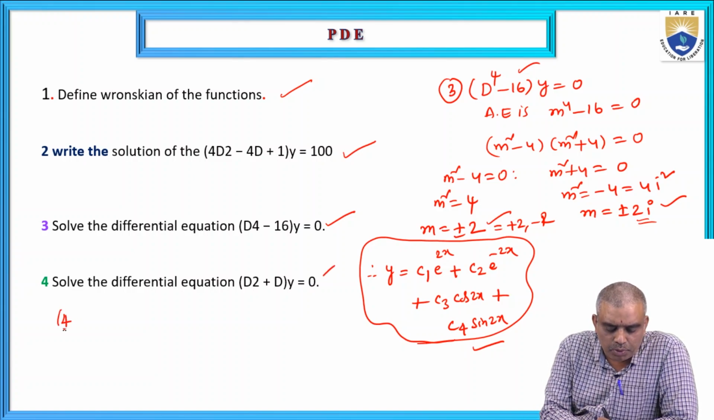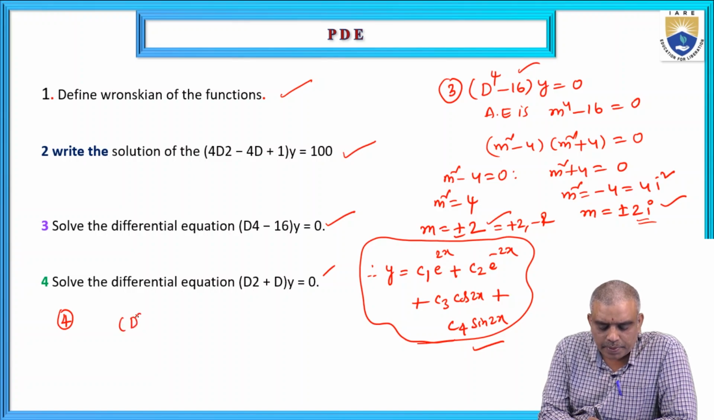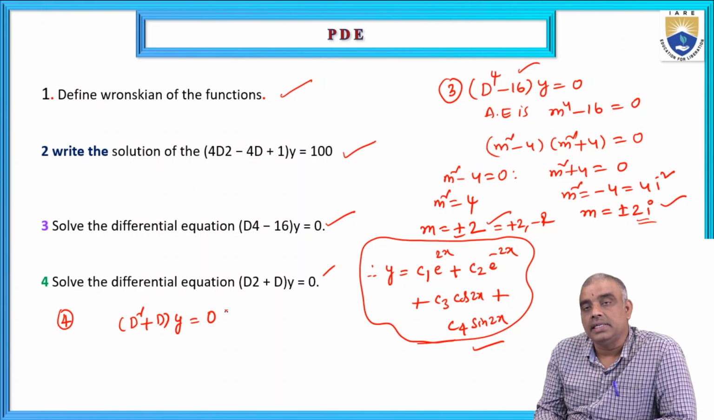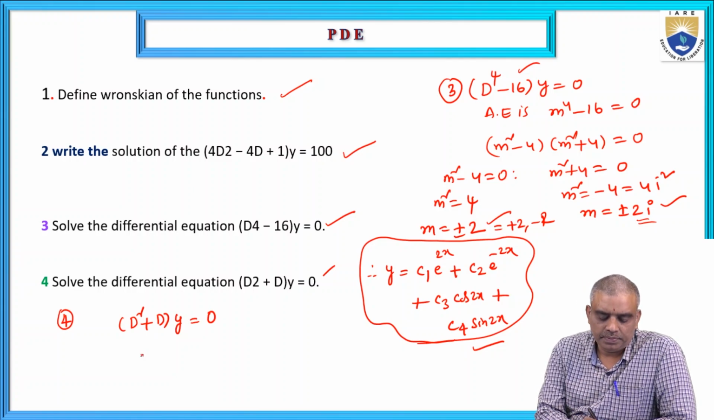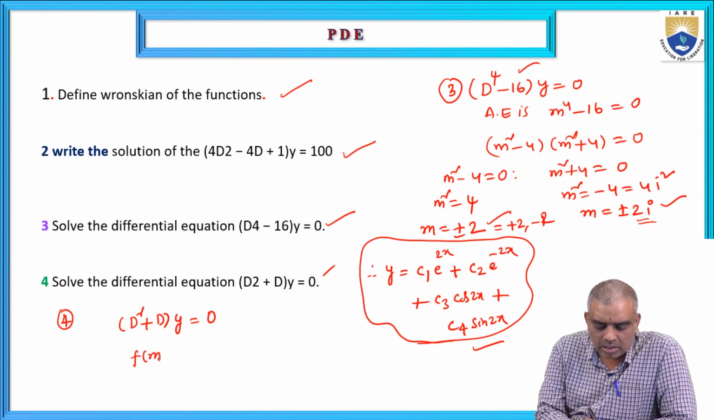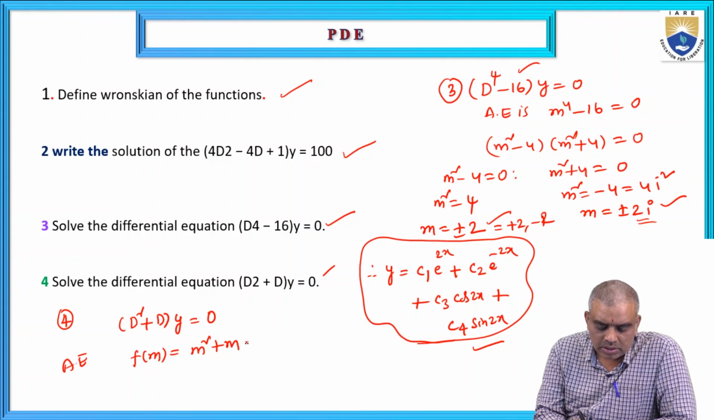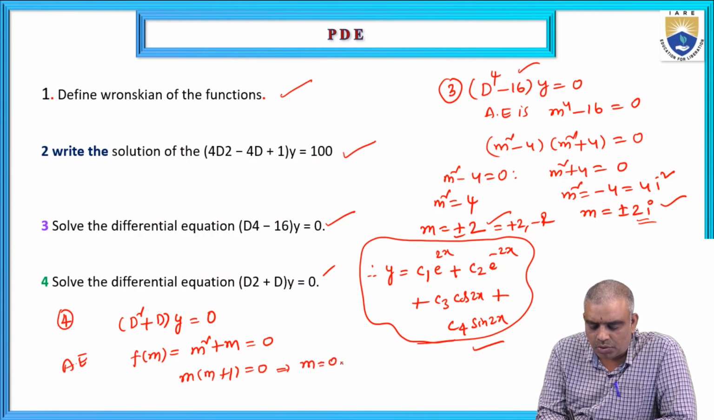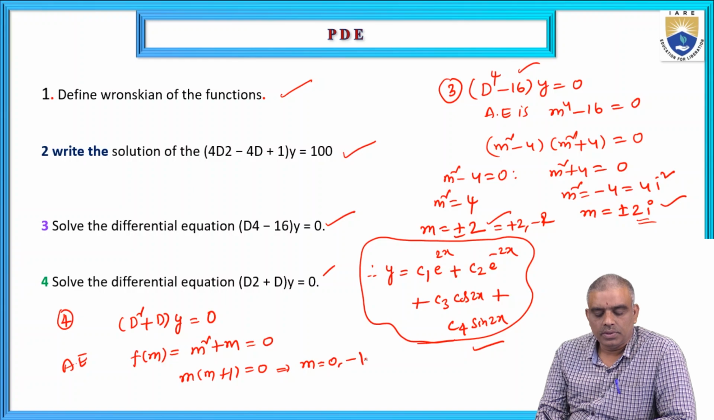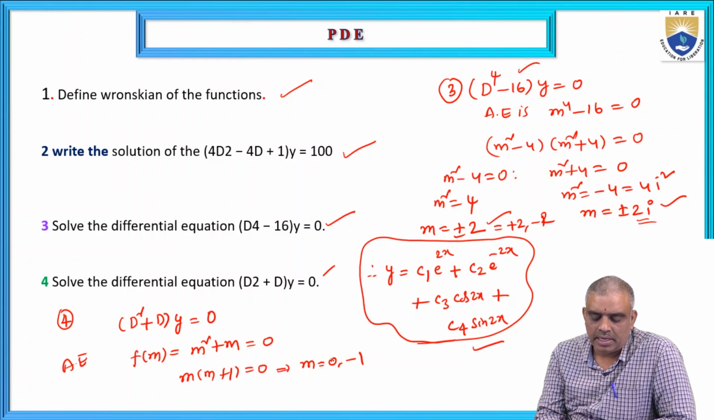This is also very simple. Already we have done all these problems in the regular classes. D square plus D of y is equal to 0. So what is here the auxiliary equation? The auxiliary equation is f of m is equal to m square plus m. So now the auxiliary equation is equal to 0, or m into m plus 1 is equal to 0, which implies m is 0, comma, minus 1. So clearly it is a second order equation. There are two roots.